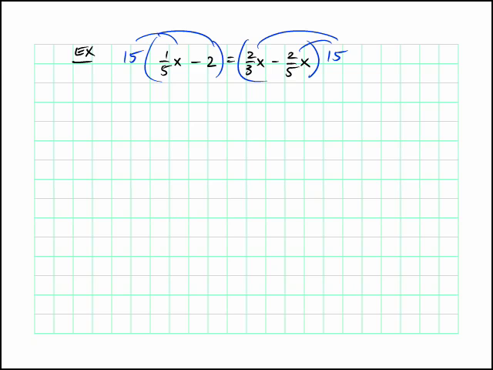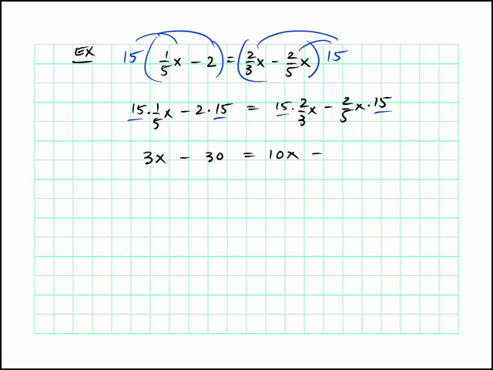Distributing the 15s in now. 15 times (1/5)x minus 2 times 15 equals 15 times (2/3)x minus (2/5)x times 15. So I got the 15 multiplied there, there, there, and there to everything. Okay, now simplifying. 15 times (1/5)x is going to be 3x minus 30. Over here, 15 times 2/3 is 10x, and minus 6x.